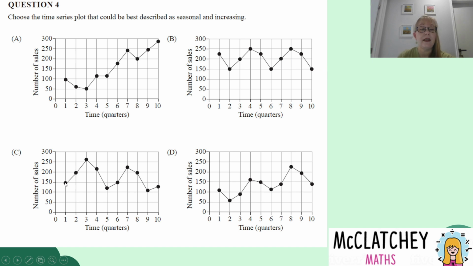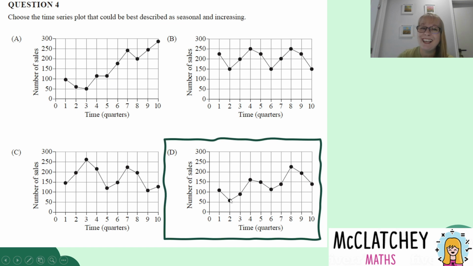Let's have a look at C now. We've got a roughly seasonal pattern here. Every 4th quarter, we've got that dip, and every 4th quarter up here, we've also got a high. But it's also, once again, not increasing. In fact, I would suggest it's slightly decreasing over time. So let's look at our final one. 2nd quarter, we've got a dip. 6th quarter, we've got a dip. 10th quarter, we've got a dip. And each time those dips are getting higher. So it's not only seasonal, but it's increasing, which means our answer is D.